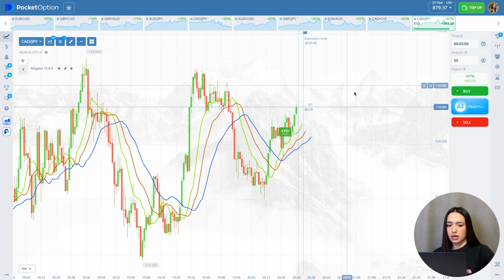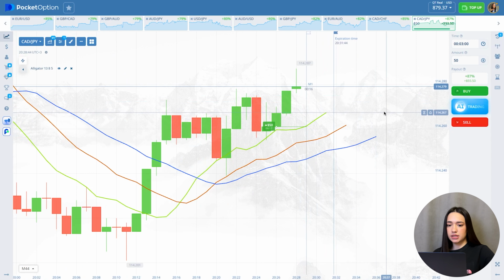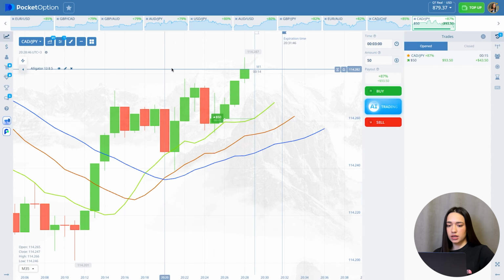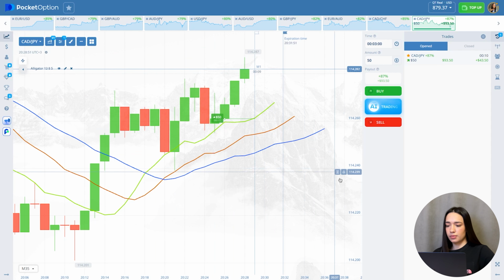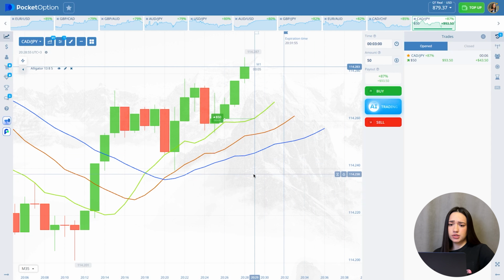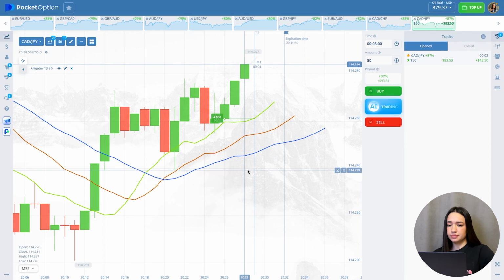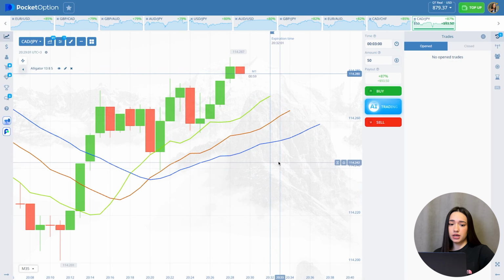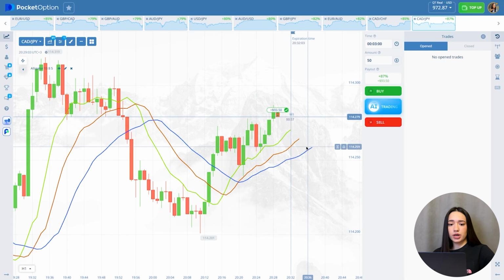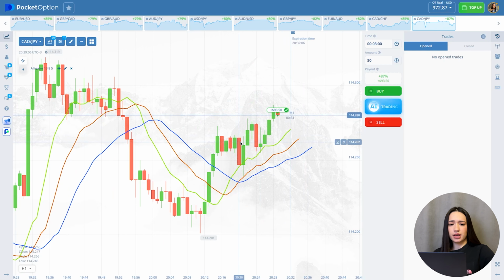There are about 20 seconds left until the trade would close. So let's look at the results. As you can see, the entry level was chosen correctly in general, so the logic was right. And the position closes in profit. But anyway, trading is trading.